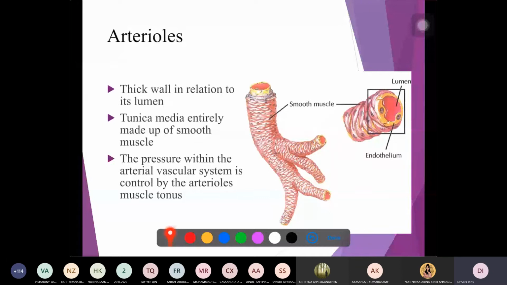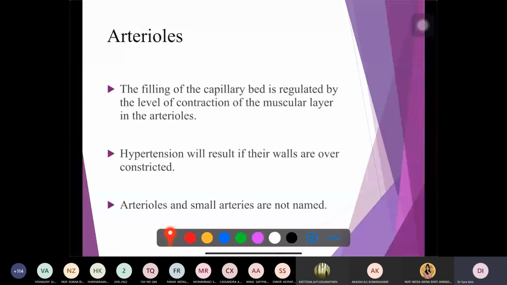The filling of the capillary bed is regulated by the level of contraction of the muscular layer in the arteriole. So if your arterioles are vasoconstricted, less blood will go into the capillary bed. If your vessels are vasodilated, then more blood will go into the capillary bed.